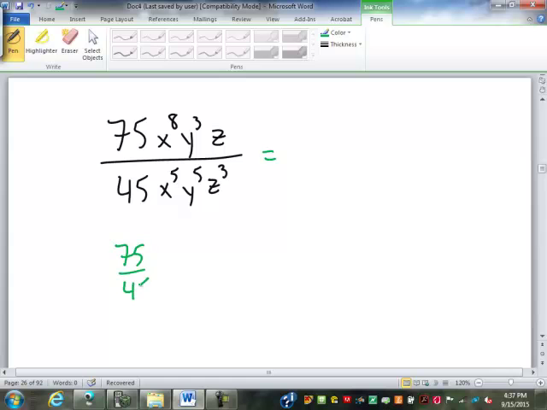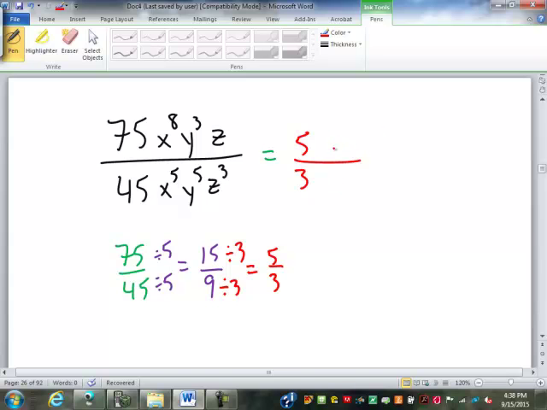Reducing 75 over 45. Both of those can be reduced by 5. Let's divide by 5. 75 divided by 5 is 15. 45 divided by 5, 9. Are we done? No. Both of those can be divided by 3. 15 divided by 3, 5. 9 divided by 3, 3. Now again, we cannot make that into a mixed number because there's algebraic variables involved. That's going to be 5 over 3.